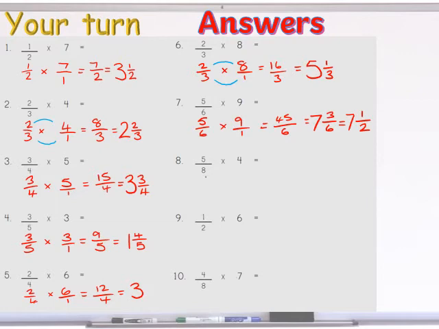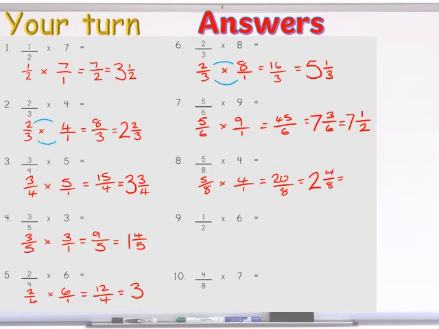Right, 5/8 multiplied by 4. 4 goes over 1 because we've got to turn it into a fraction. 5 4s are 20. 8 1s are 8. 8's into 20. Well, 2 8s are 16. 3 8s are 24. So it's definitely 2. How many 8s have we got left over? The difference between 16 and 20 is 4.